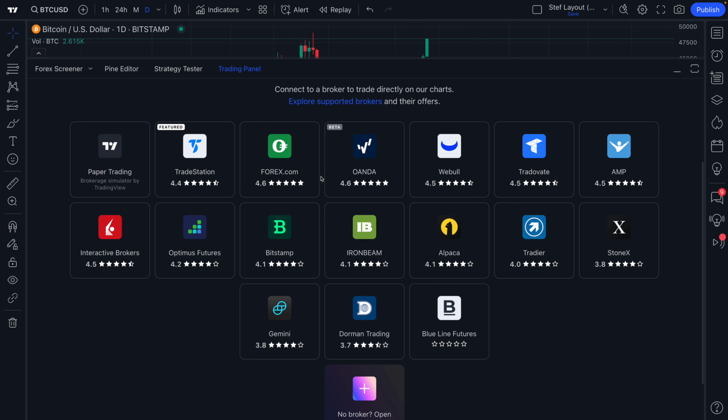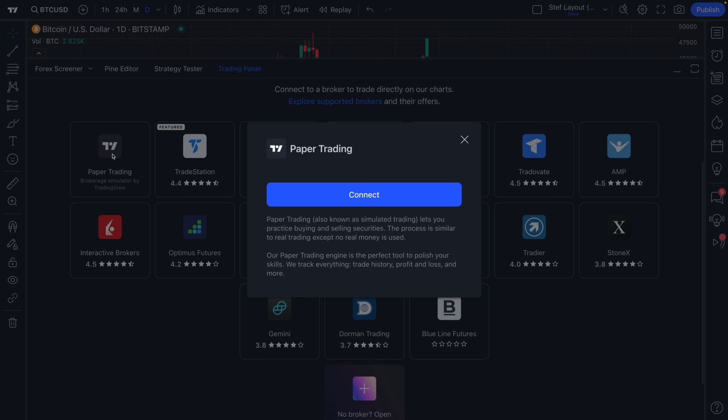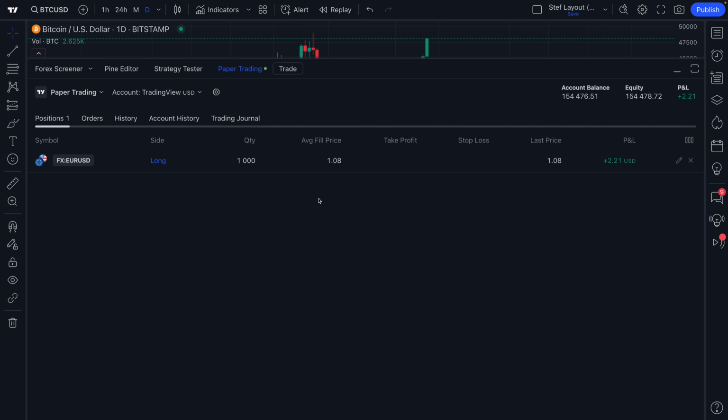But that's not the point of this video. The point of this video is paper trading. And if you read the fine print here, it says Brokerage Simulator by TradingView. It's exactly what it sounds like. It's a simulator. It's essentially a video game for practice trading. You get to play with real money to test your strategies or whatever you know about markets and see if it works. So let's go ahead and click this. You'll do the same. Then you're going to click Connect.